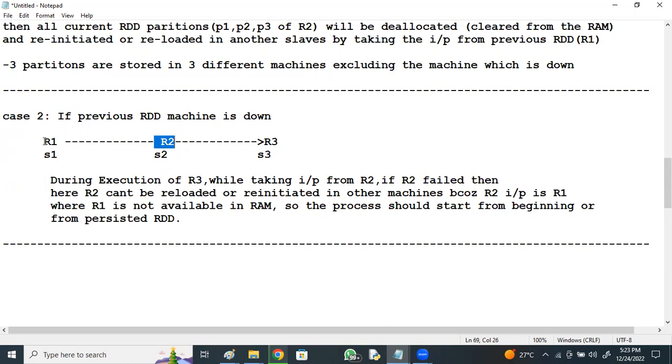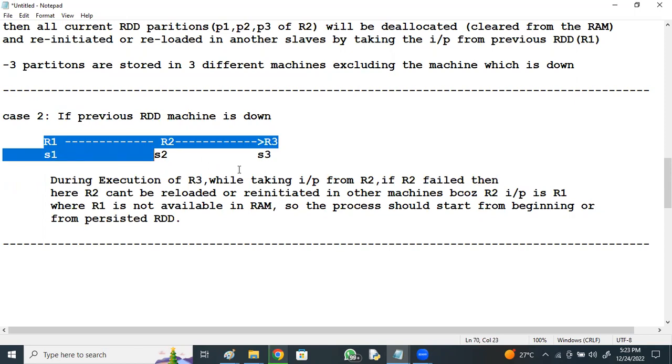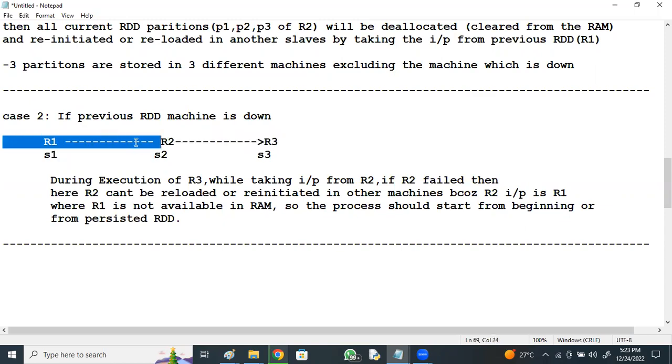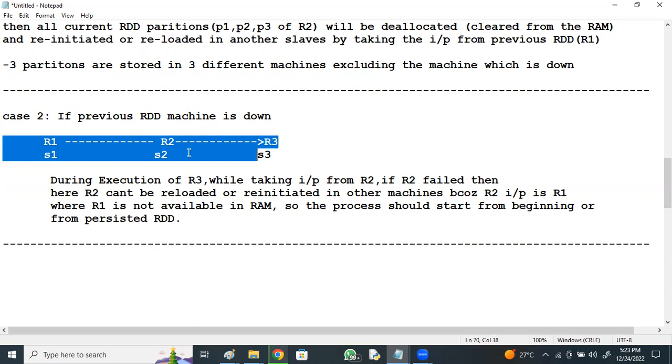So in one way this is good, in one way this is bad. It is good because when the flow starts from the beginning, the job is getting executed. It is bad because R1 and R2 were already processed and computed, and when the flow starts from the beginning, we need to recompute R1 and R2 again, right? We need to reprocess it.